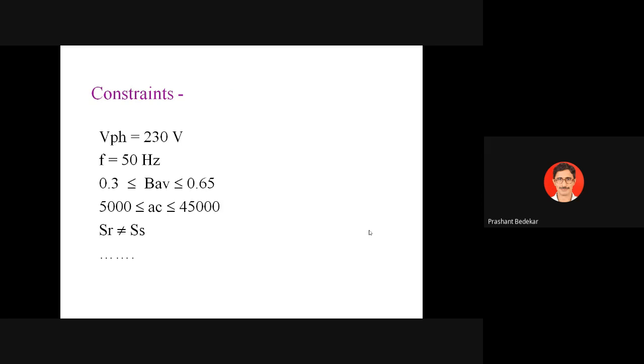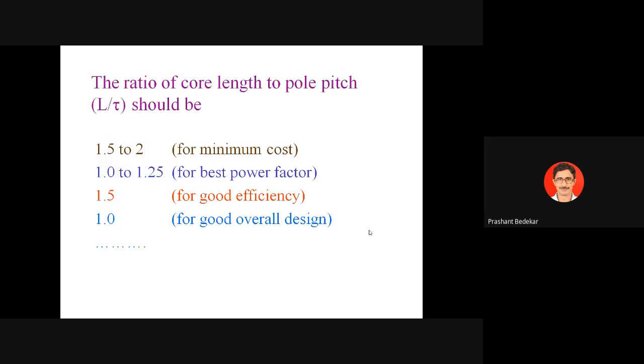You have to design for 3-phase 230 volt, 50 hertz frequency. Specific magnetic loading must be in the range 0.3 to 0.65. Specific electric loading should be or must be in the range 5,000 to 45,000. The number of rotor slots should never be equal to number of stator slots, to avoid magnetic locking. And so there is a long list of constraints. Taking all these into account, you can frame a problem, and then go for the solution. This is related to machine design only.